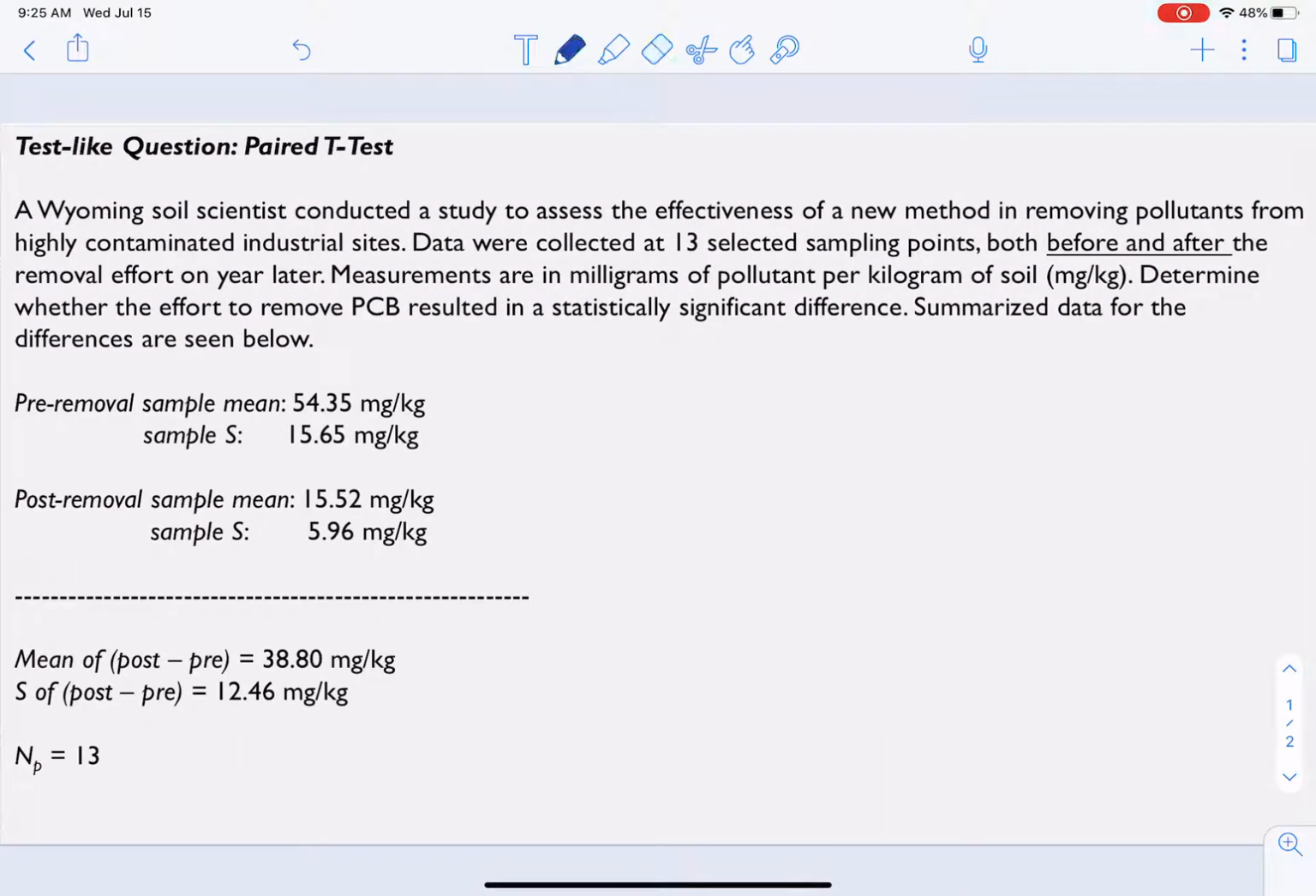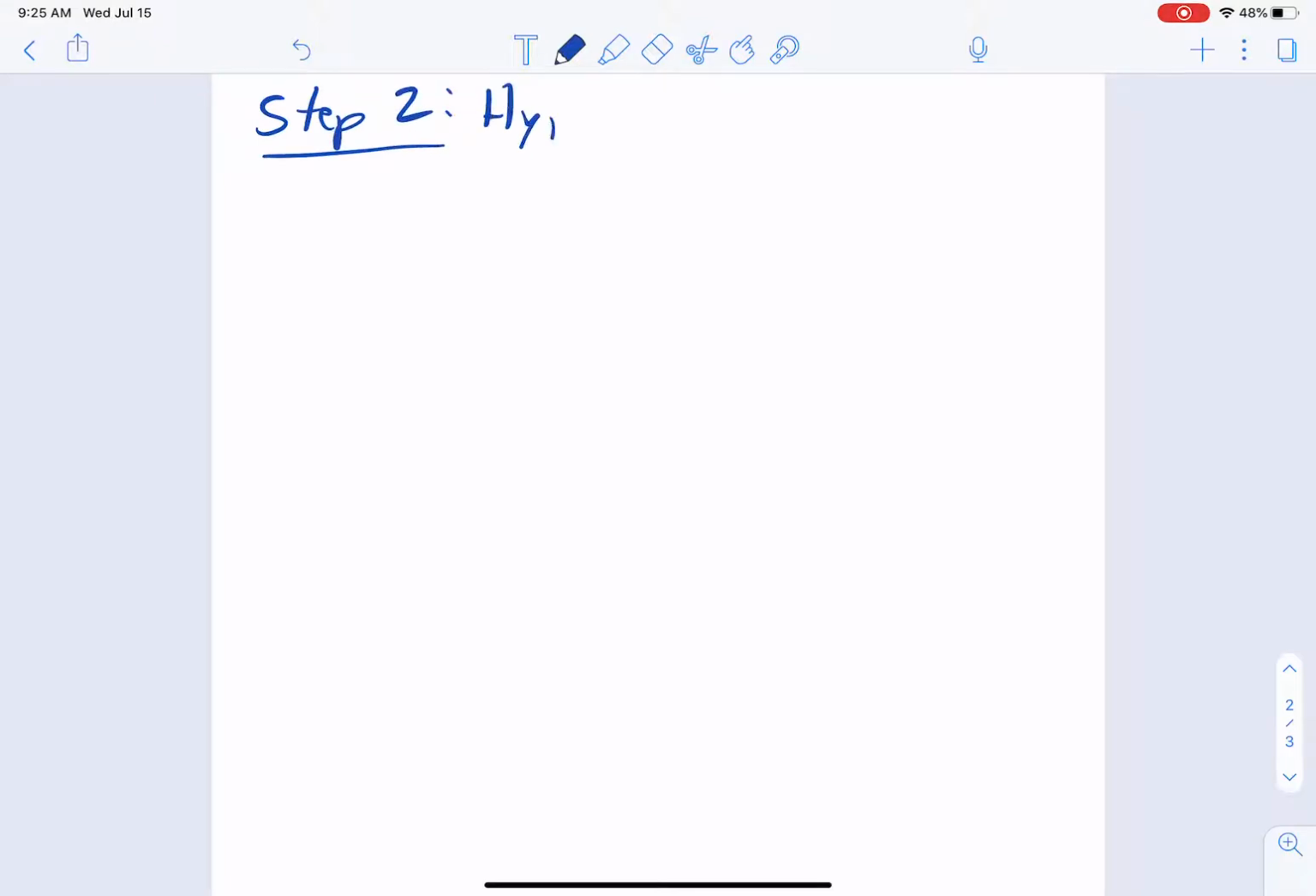Well, the research question, step 1, is, did the new method work, right? What's the effectiveness of this new method? Okay, so great question. I'm not going to write that out, but we will write out step 2, because this is where it gets kind of fun, right? Because we can write these in a few different ways, right?